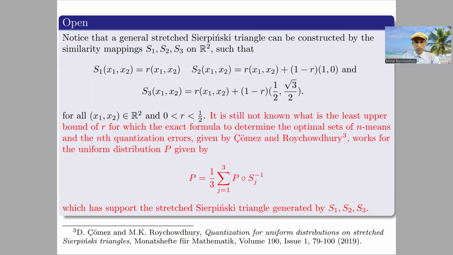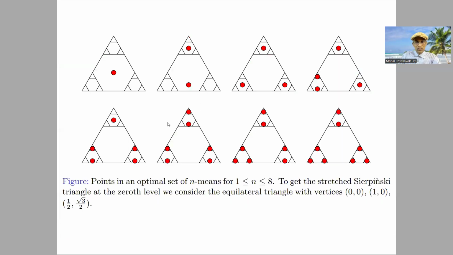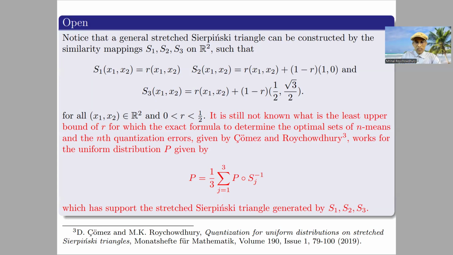Again, the paper of Gomez and Roy Chaudhury is this, to know more details about this construction. The name of the paper is Quantization for Uniform Distributions on Stressed Sierpinski Triangles. And this was published in 2019.